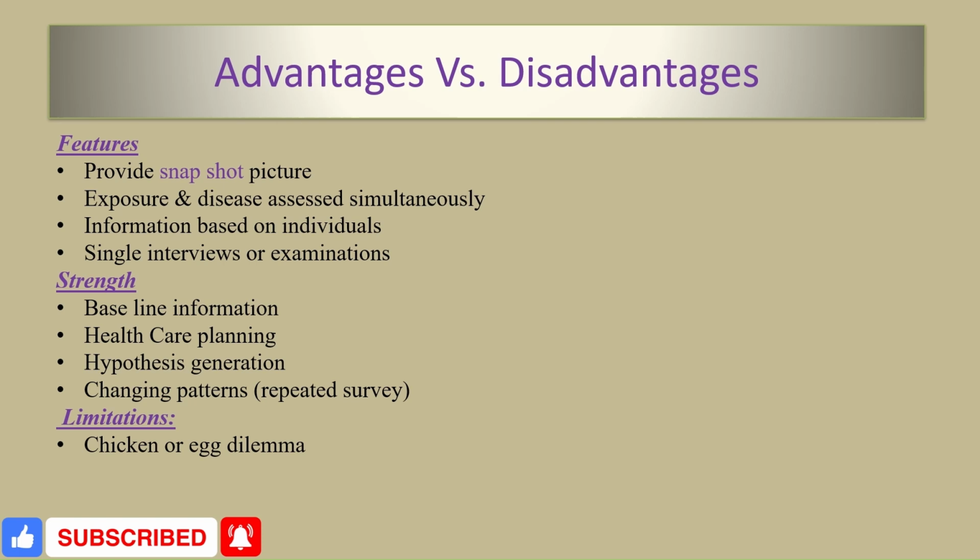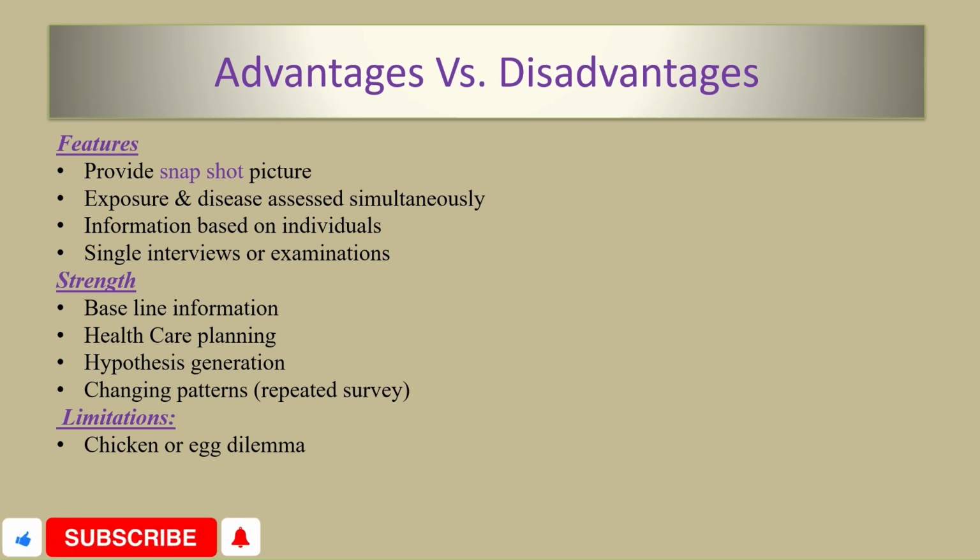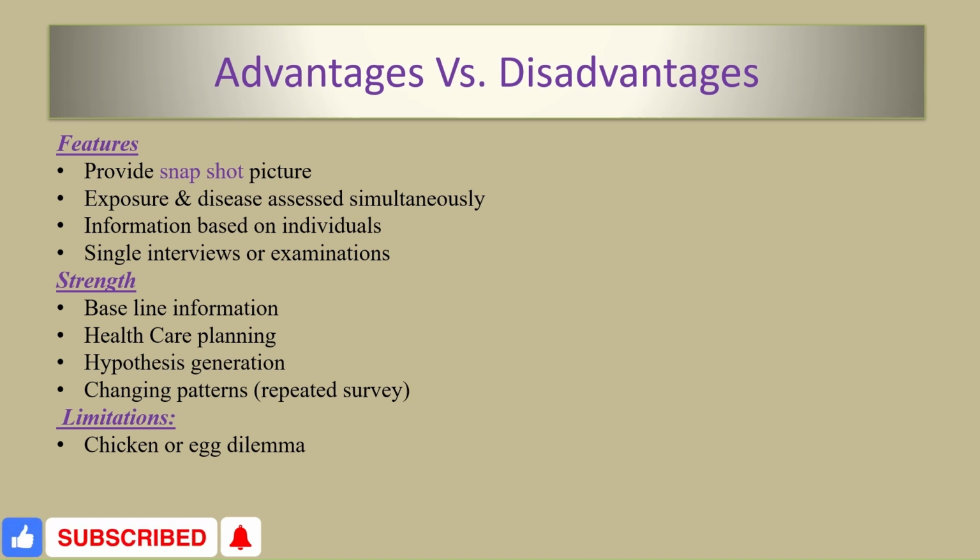Advantages and disadvantages for cross-sectional study. The features: it provides a snapshot picture, exposure and disease are assessed simultaneously, and information is based on individuals, with single interviews or examinations. Strengths: baseline information, healthcare planning, hypothesis generation, and changing patterns with repeated surveys. Limitation: chicken or egg dilemma.